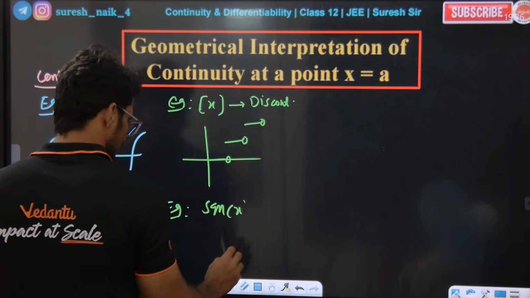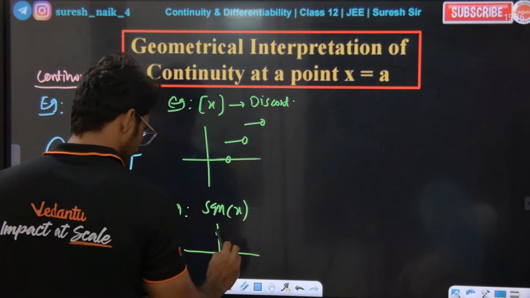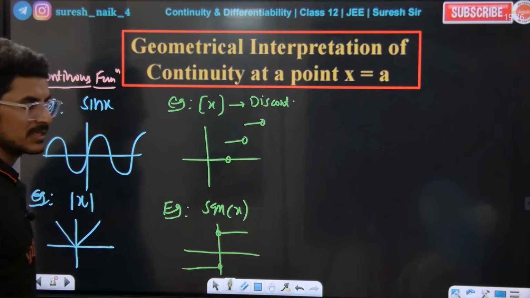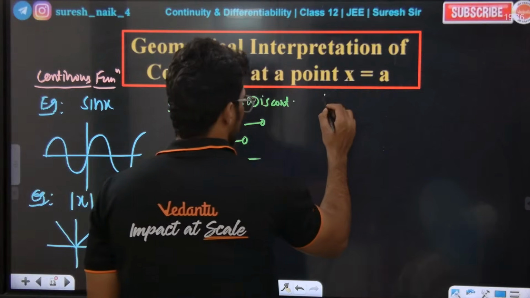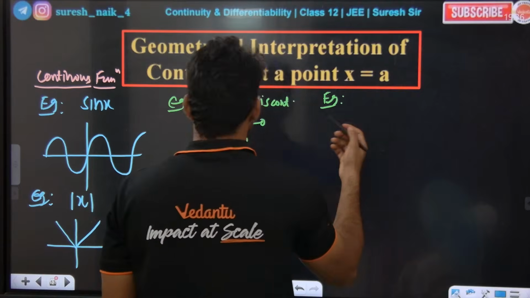What is signum of x? Signum of x graph will be like this. This is the signum of x graph. Understood? Next, another graph. Sir, you can say sin x graph.